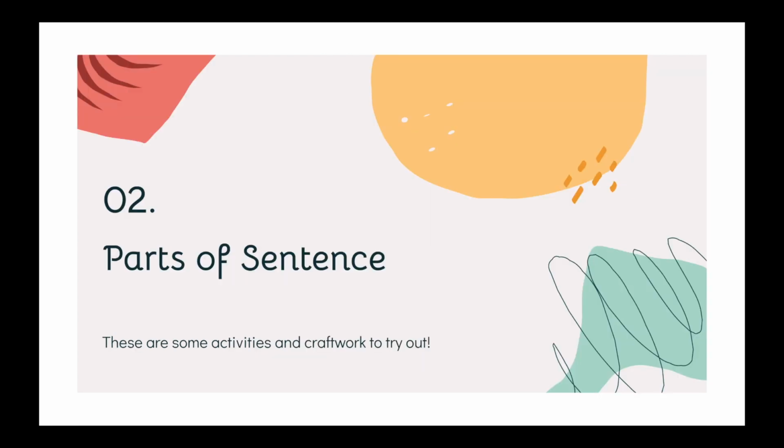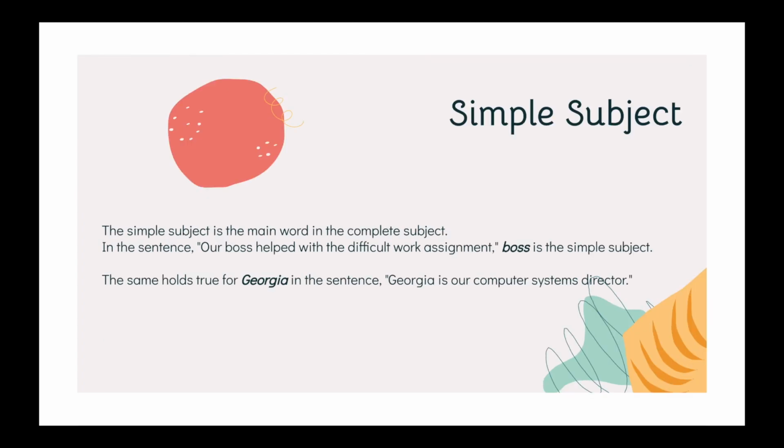And then that's about the parts of speech. Now we talk about parts of sentence. Okay, the first one is called simple subject, which is the main word in the complete subject. So for example, okay, we talk about our boss help in the difficult work assignment. Now the word boss is the simple subject, so it's basically like the head of the subject. Okay, without it the subject is incomplete.